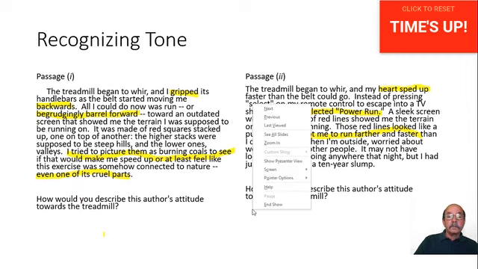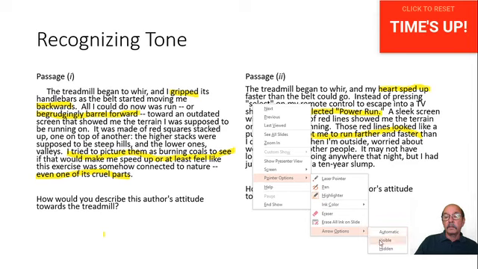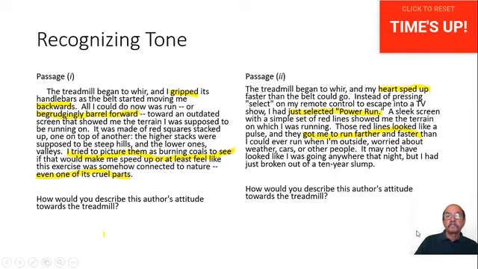So what do you feel is the attitude of the author towards the treadmill? This is more positive, enthusiastic, anticipatory. He's anticipating that he could run faster, he could improve himself. So this is how we deal. The words, the language that is used by the writer will help you to identify the tone.